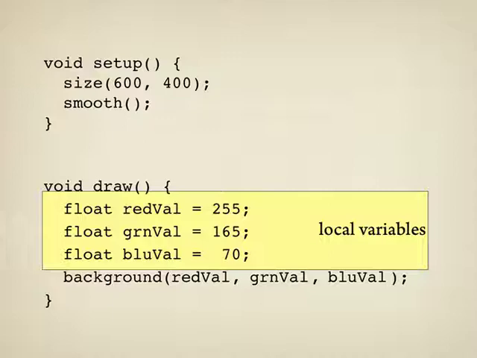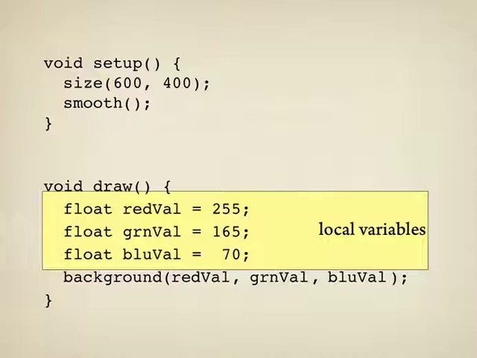Then draw gets called again. It says, oh, I need to create a variable called red val, and it makes it again. Now this takes a little time, but very little time, not enough to worry about. The disadvantage is there is no memory. There's no way to remember the values of red val, green val, and blue val from one call of draw to the next. So if draw wants to make red val go down over time, there's no way it can do that using this code because red val goes away when draw exits.